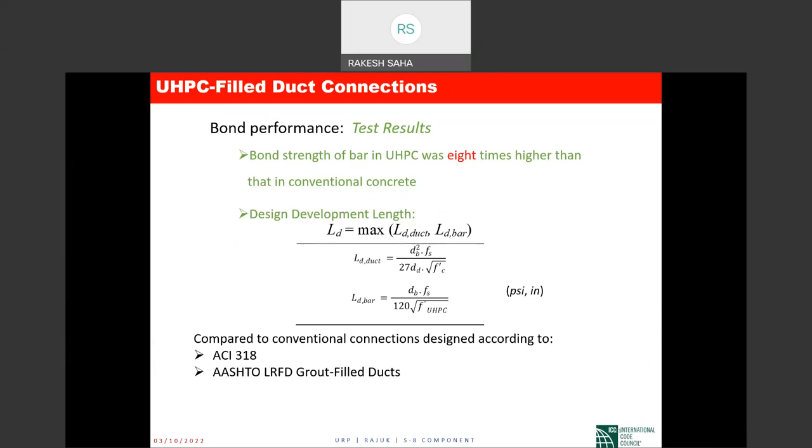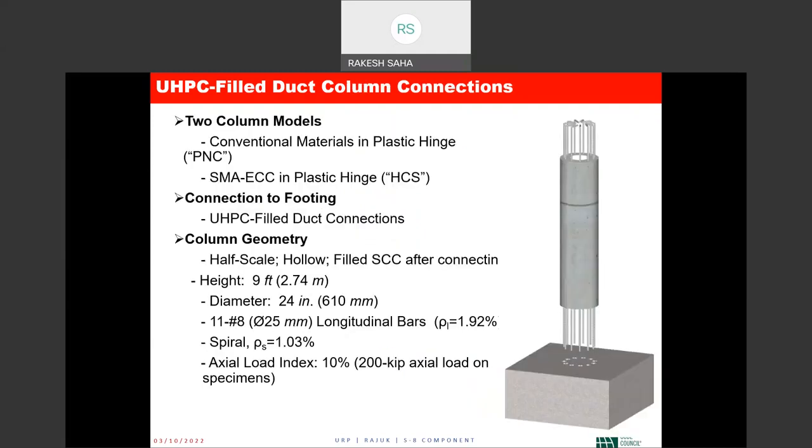So obviously, the anchorage length that we want to provide will go based on the most critical of the two. We also made comparison of these with the ACI 318 and the ASTM LRFD regular grout in the duct field, and we find that we can reduce the anchorage length by about 50% because of the high strength of the UHPC in bond. Then we evaluated this in a large scale column.